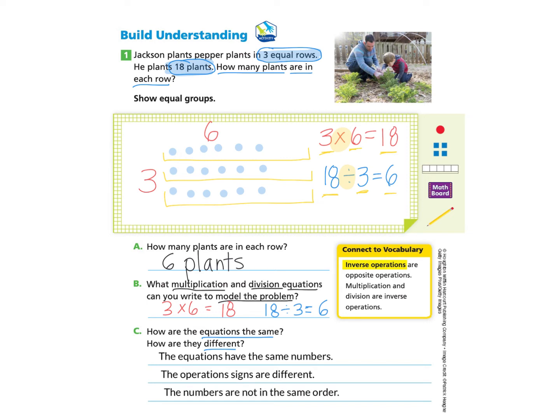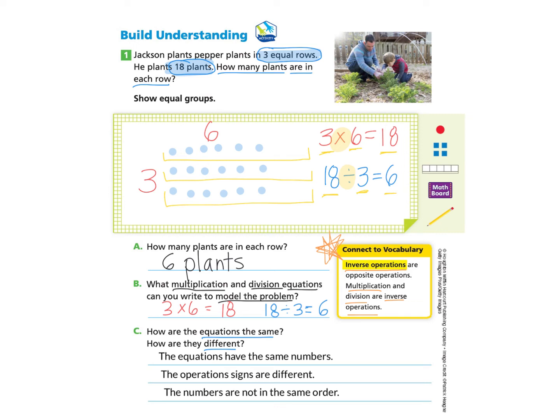So now I'd like us to look at the connect to vocabulary. There's a new vocabulary term called inverse operations, and that's where there are opposite operations. So multiplication and division are inverse operations. And this isn't your first time learning about inverse operations. Maybe you haven't called it that before, but when we do adding and subtraction, those are also inverse operations.